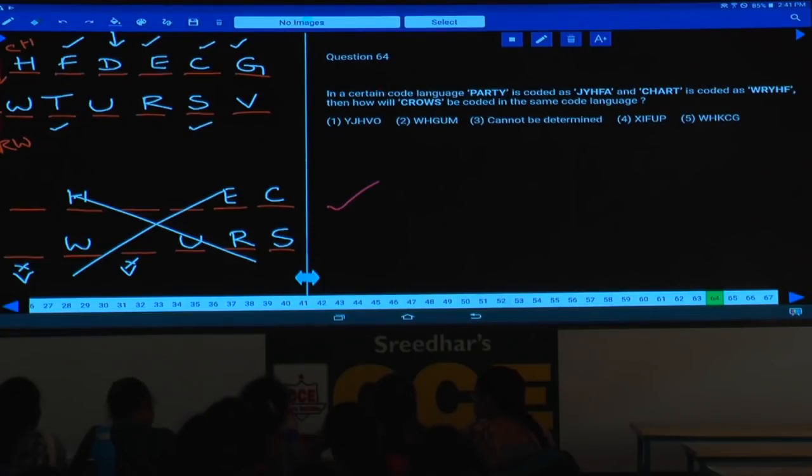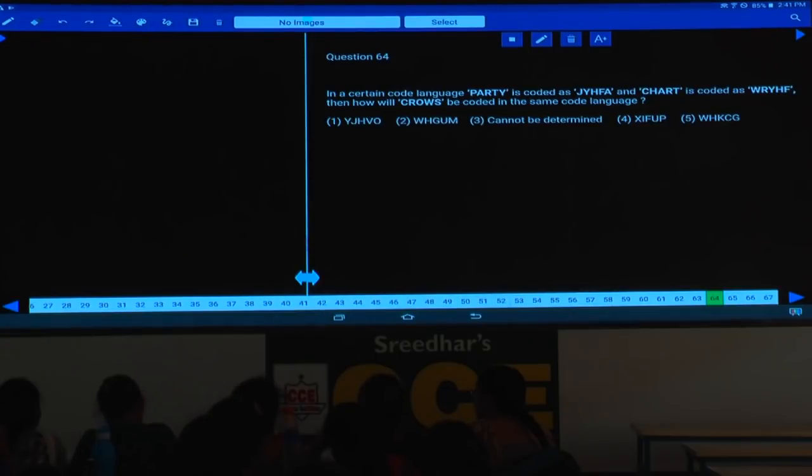Then question number 64. What is the answer you got here? Now the word party. What is the code for the word party here? The code for the word party is JYHFA. Now in this one, P and J. What is the relation between P and J here?